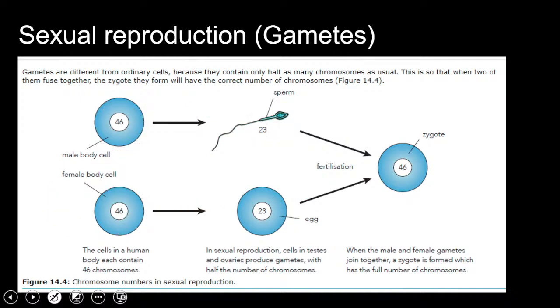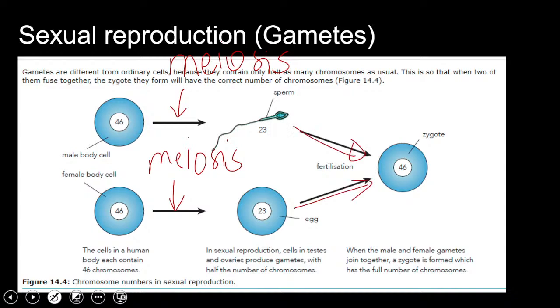Now this process is called meiosis, which you will learn in the next chapter or the next video that I'll make. This chapter is called meiosis. And these two coming together to form this diploid zygote is called fertilization.